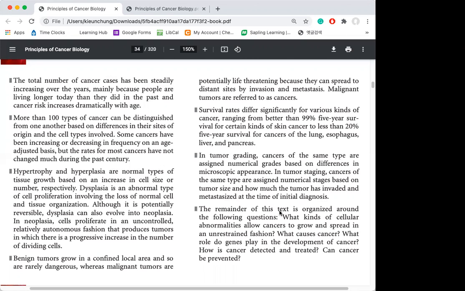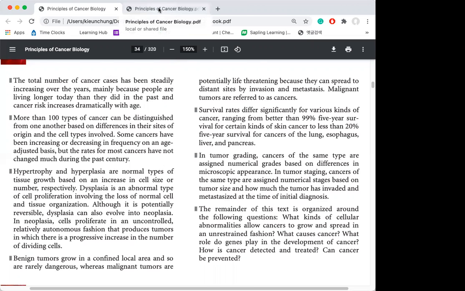The remainder of the text is organized around the following questions: What kind of cellular abnormalities allow cancer to grow and spread in an unrestrained fashion? What causes cancer? What role do genes play in the development of cancer? How is cancer detected and treated? Can cancer be prevented?